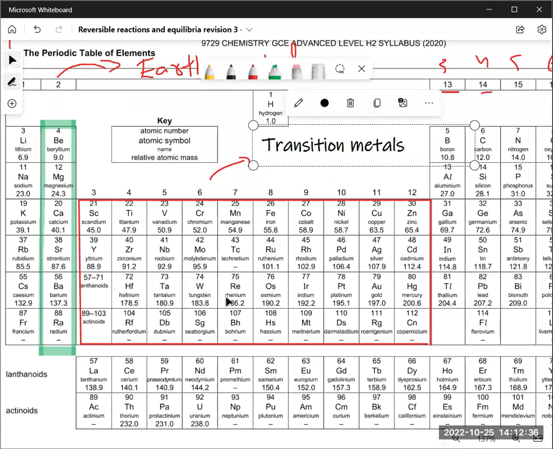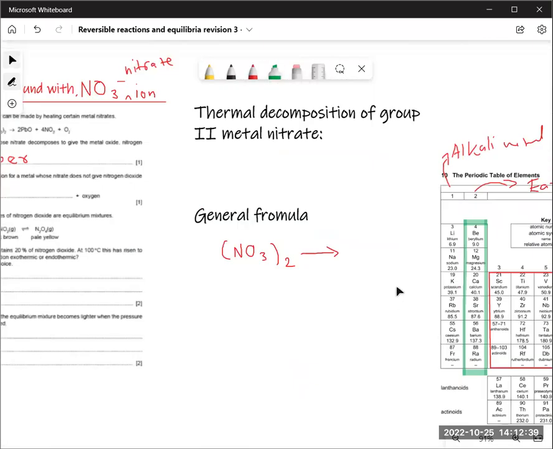Cobalt, iron, all of them. So we're not looking at those.